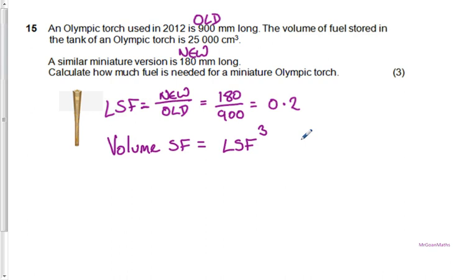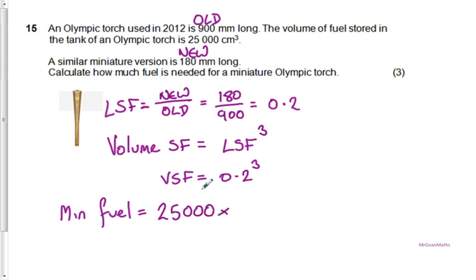That means that our volume scale factor, our VSF, is equal to 0.2 cubed. Now I don't need to work out what that is because I can just use my calculator for it later. But now we need to look back at our numbers. We want to find out how much fuel is needed for the miniature torch. So the miniature fuel is going to be the large full-size torch, the fuel it requires, the 25,000, multiplied by our volume scale factor, 0.2 cubed. And as I said, we can throw that straight into our calculators.